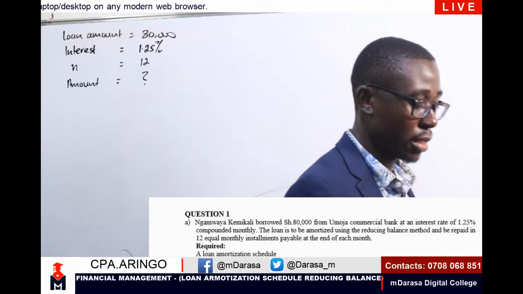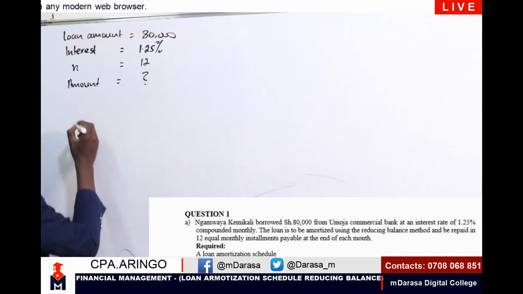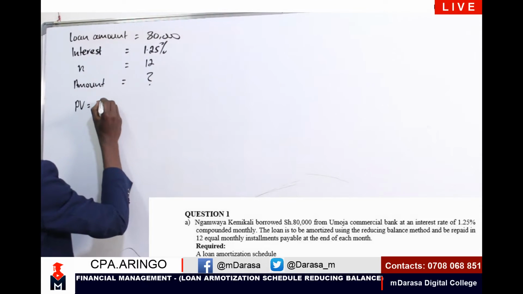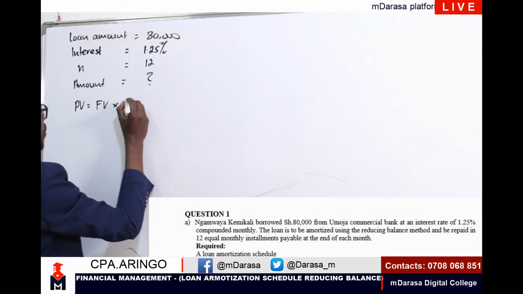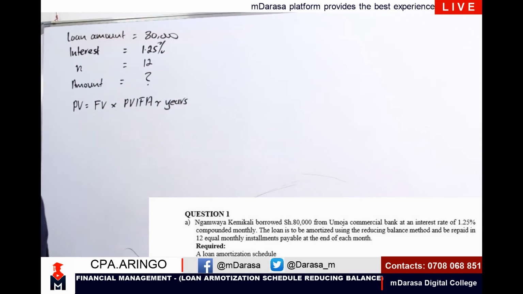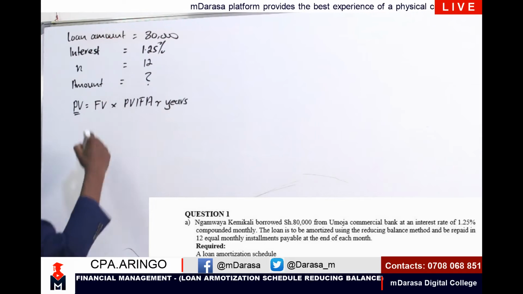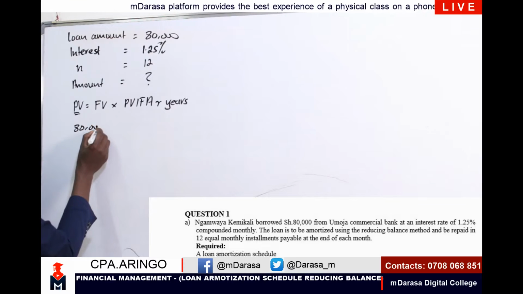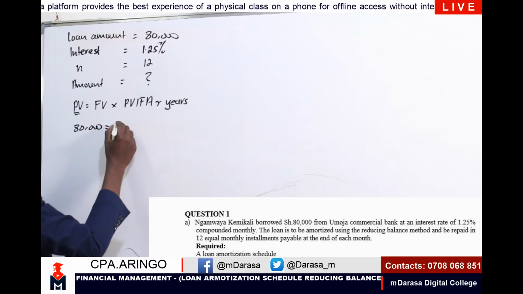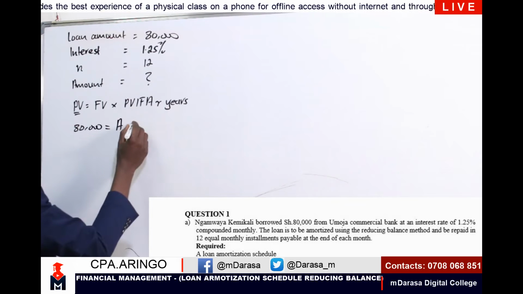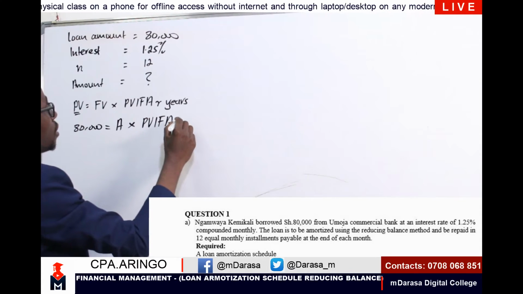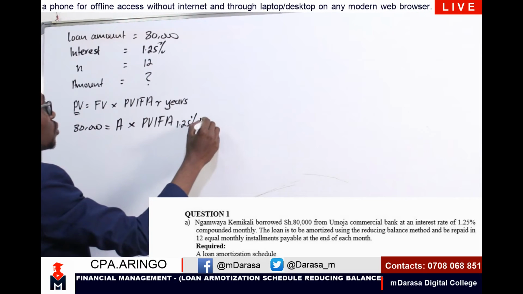So once we have this in mind, it will be very important for us to recall what we just said right now, where for us to have our future value, basically, we will be talking of our present value. We multiply by present value interest factor annuity given the rate and number of years. And clearly here we can see that my present value, which is the same as this loan amount, which is 80,000, would be equal to the installment amount. Installment amount I don't have, so I can take it as A, times my present value interest factor annuity given 1.25%, and I'm given 12, right?